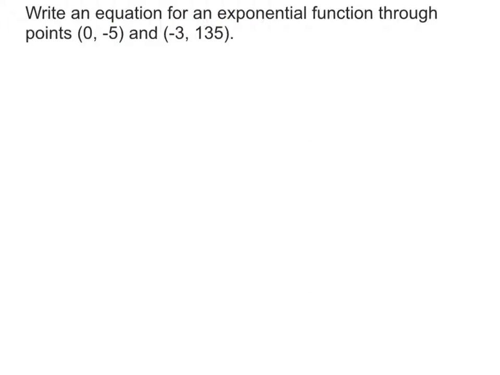Let's try another one here. Now I have points (0, -5) and (-3, 135). So let's go ahead and look at our basic equation. y equals a times b to the x power. And my a in this case is -5. So let's go ahead and plug things in.